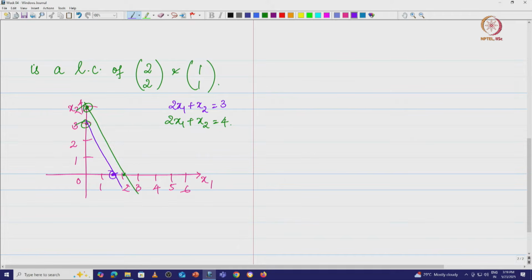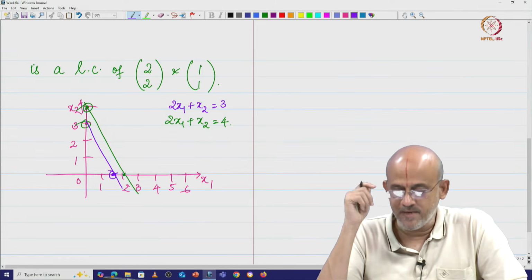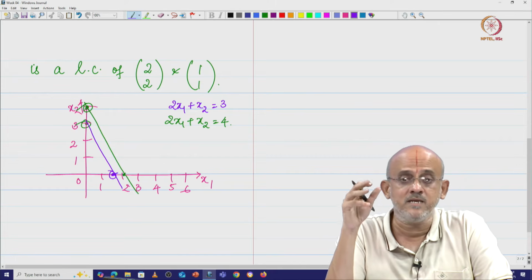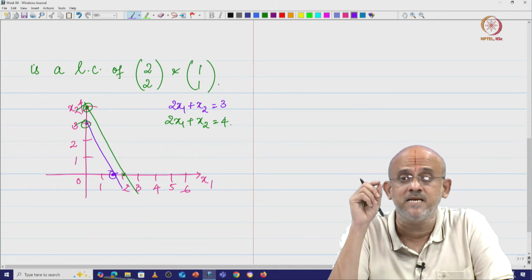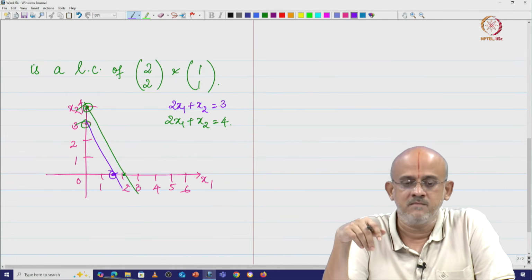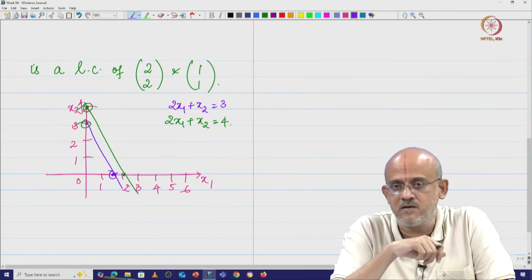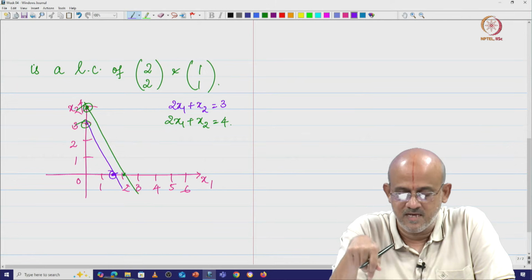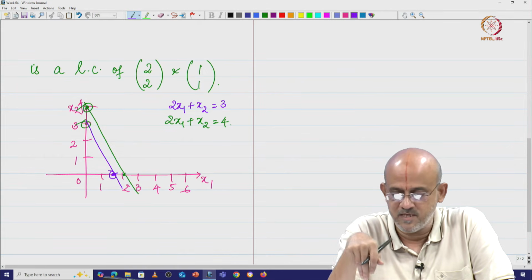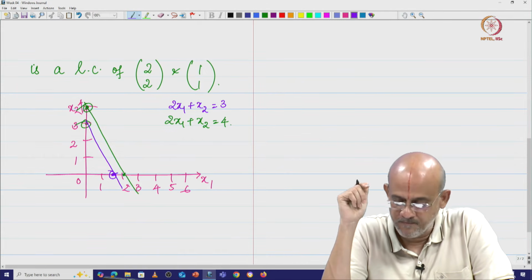intersect. From our prior knowledge of lines, we know that if two lines intersect, then the point of intersection becomes the solution to the system of linear equations. Now, what we see here is that the two lines do not intersect at all, they run parallel, which means they do not have a solution at all. But the question says solve for x 1 comma x 2 with that condition where 2 x 1 plus x 2 is equal to 3 or 2 x 1 plus x 2 is equal to 4.